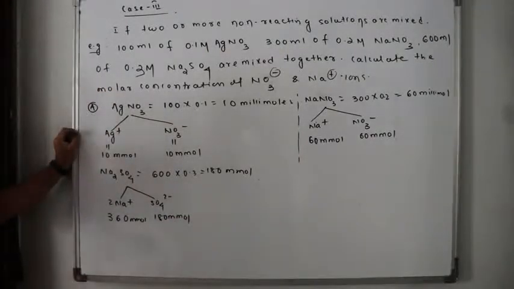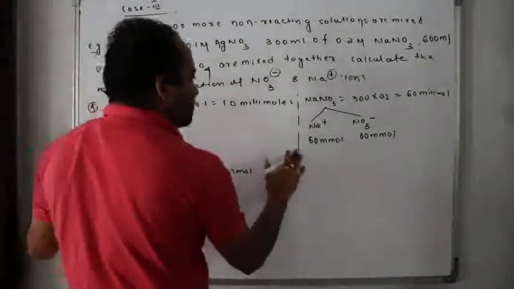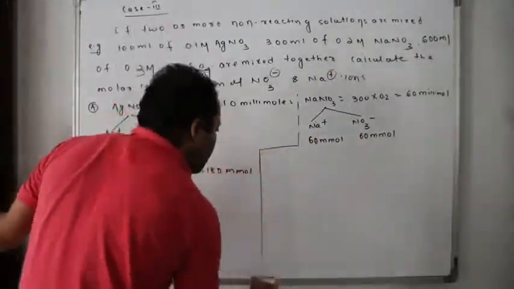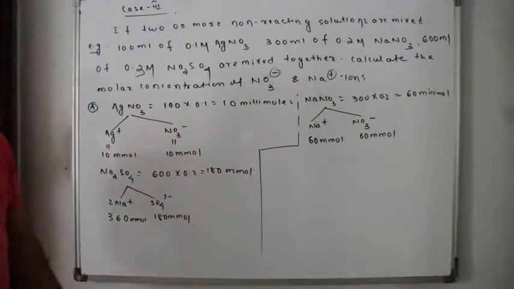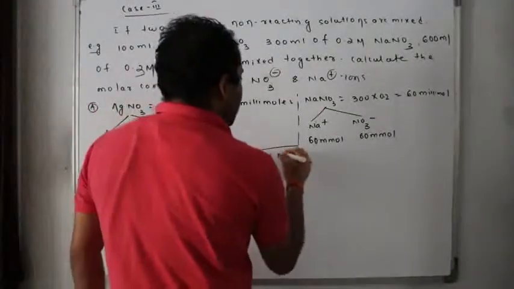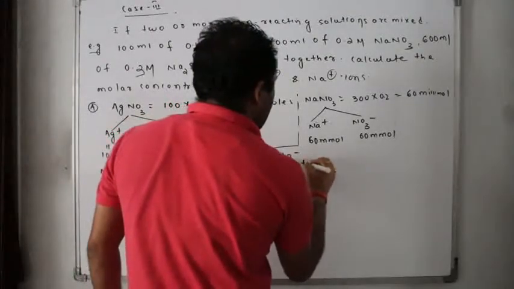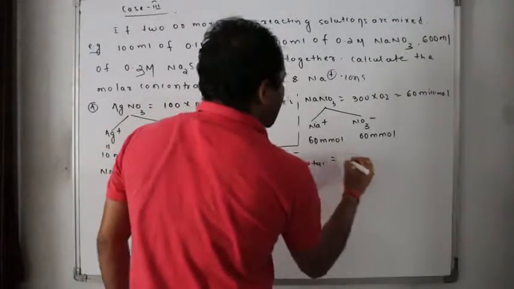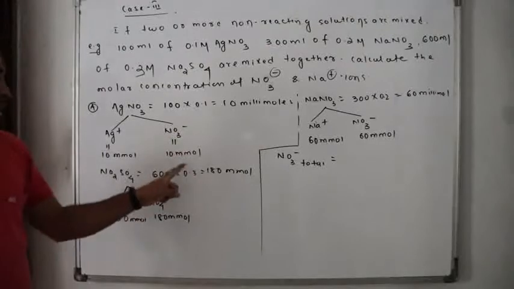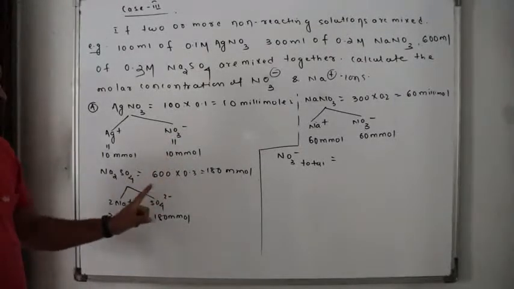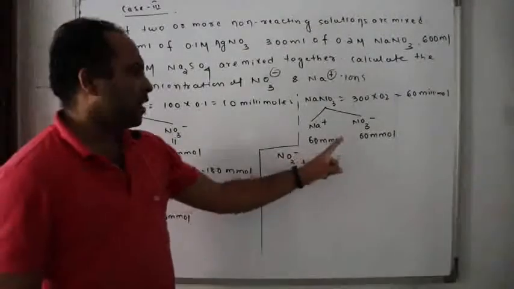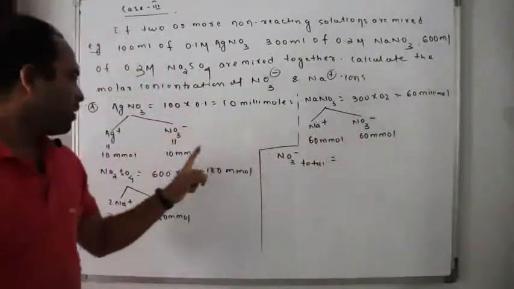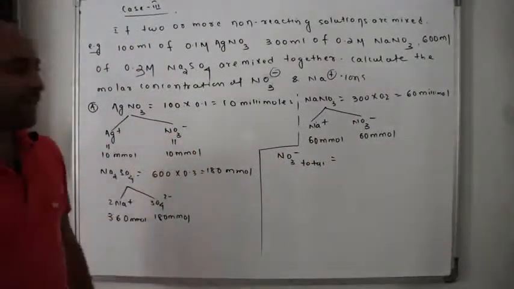Now, it is very clear. You can solve any question from this. Now, the first question: how to find the total NO3 minus. Here it is 10 NO3 minus. Here there is only one NO3 minus, 60. 60 plus 10, how much? 70.